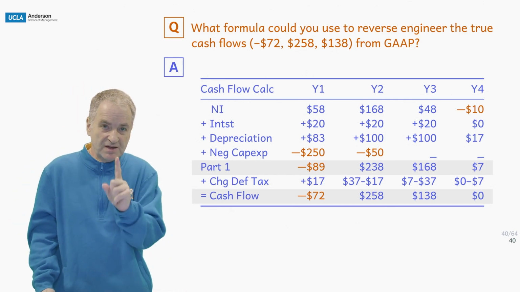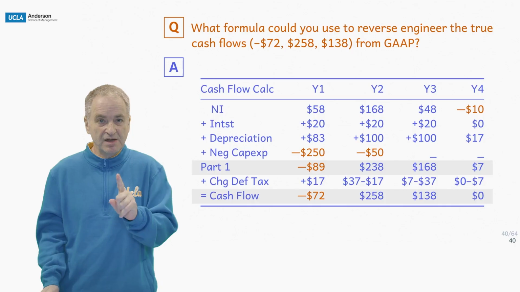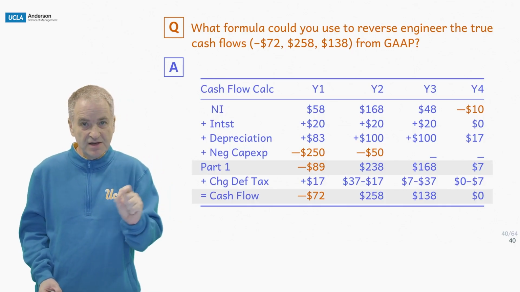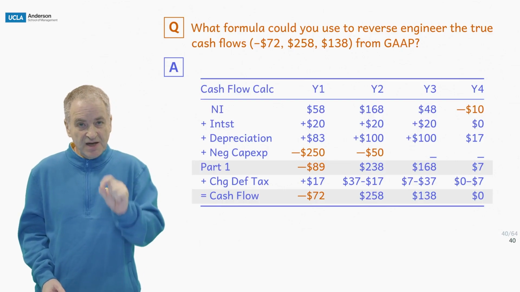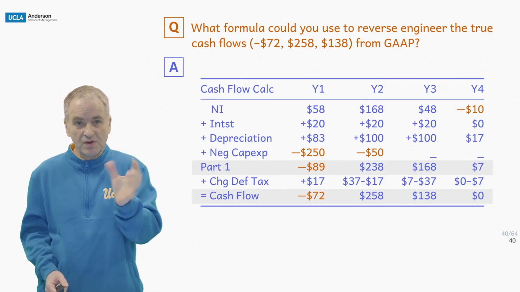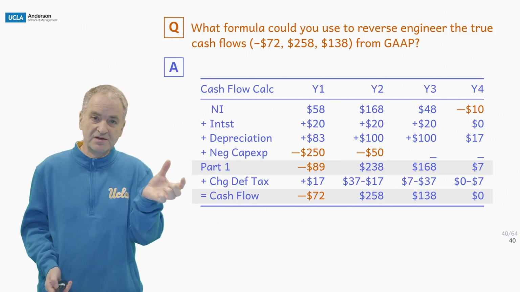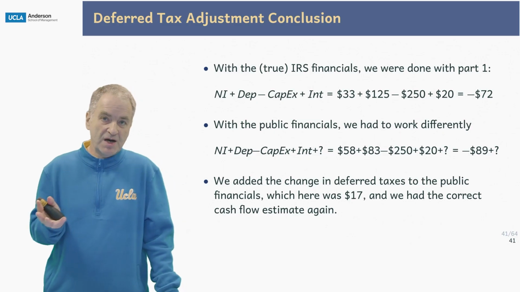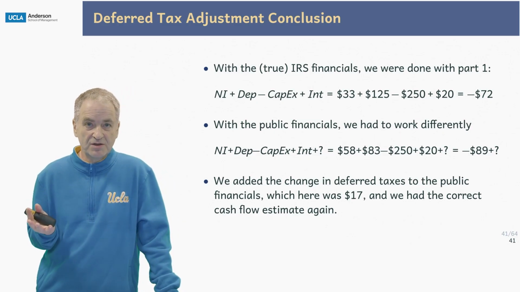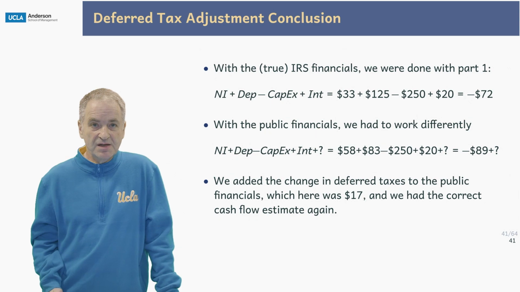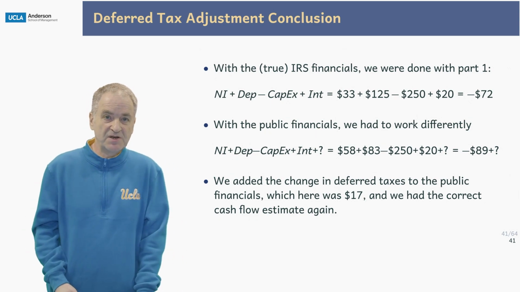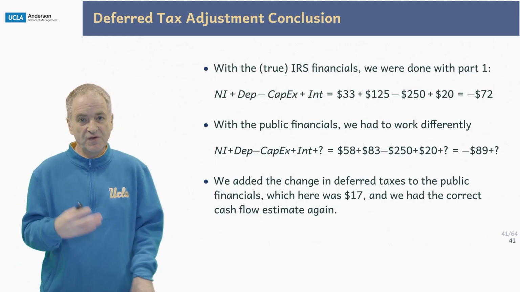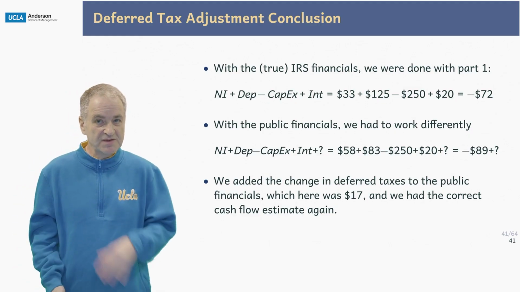But I hope you understand the logic now, because what we are doing here is just trying to undo the overstatement of taxes on the public financial statements. And in order to do that, we need to undo the accumulated deferred tax that is reported to us on the balance sheet. With the true IRS financials, we were done with part one. So here is the number, minus 72. With the public financials, we just had to work with the changes in deferred taxes. And by the time you do this, you get the same number.